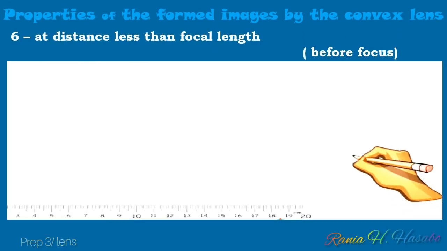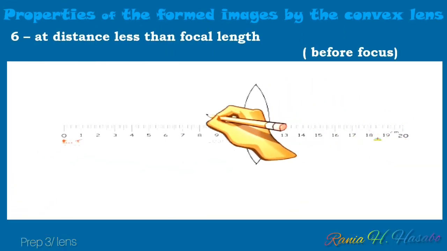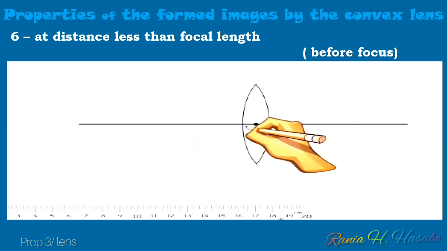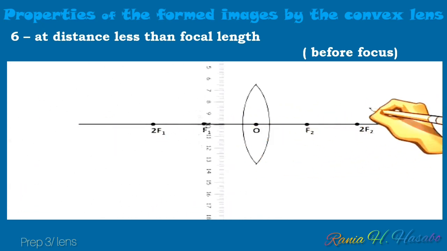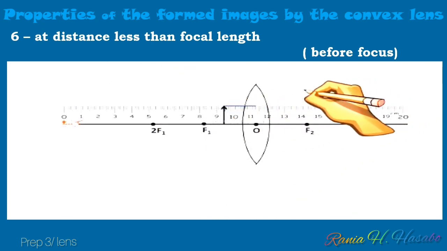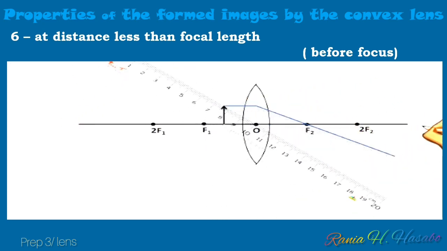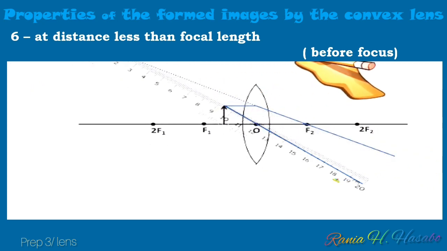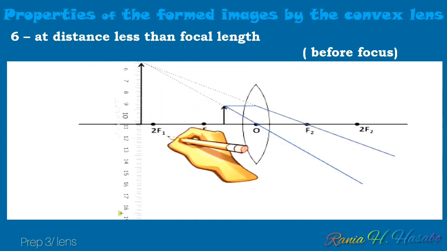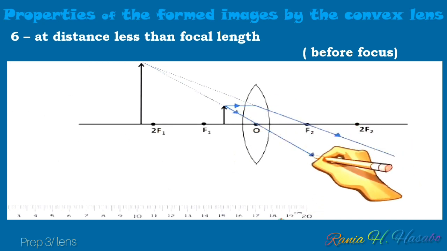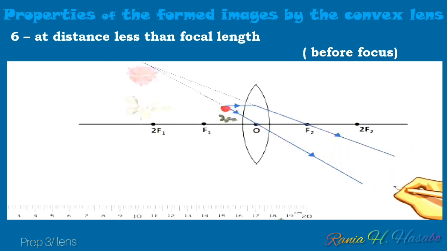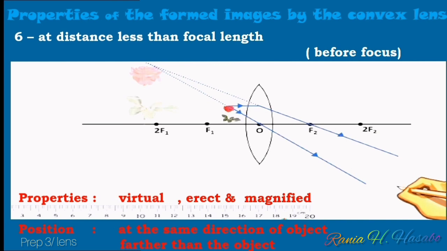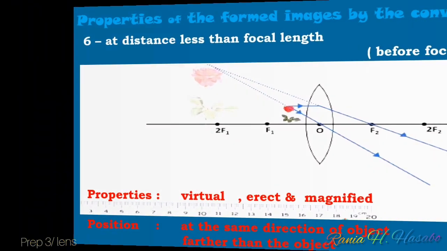If the object stands at a distance less than the focal length, before the focus, repeat the steps. The first ray is parallel, refracts, and passes by the focus, and the second one passes without any refraction. We notice that the two refracted rays are diverging, so the image is formed as a result of the intersection of the extensions of the refracted rays. So the image is formed farther than the object position and in the same direction: virtual, erect, and magnified.